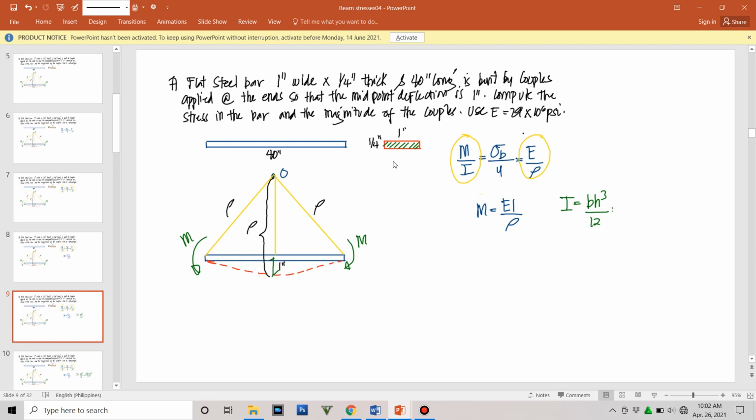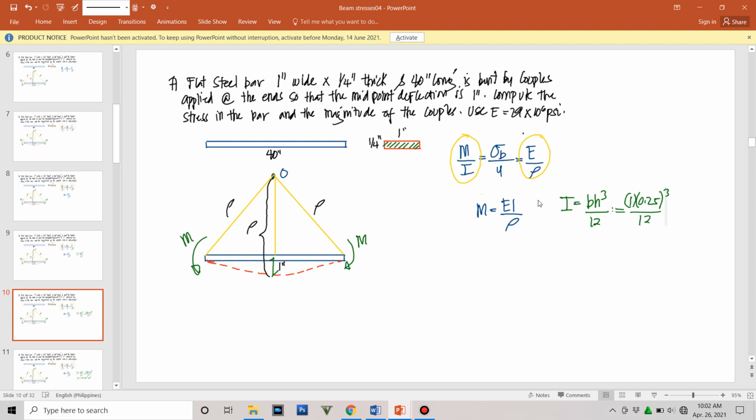wherein I, this is a rectangular section, is equal to BH cubed all over 12. So we compute the width here is 1, and then the thickness is 0.25, that is cubed, all over 12. So we come up with an I equivalent to 1.3 times 10 raised to negative 3 inches raised to 4. So we are done with the I.